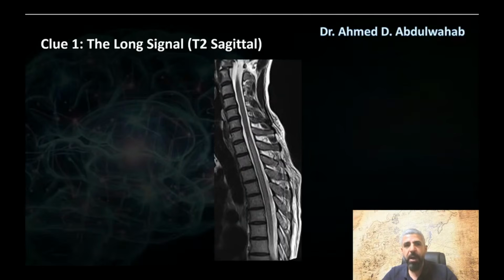The first clue is the long sagittal signal. Look at the thoracic cord. It's glowing white, but count the segments. There's 1, 2, 3, 4, 5, and 6, and probably even 7 segments. This is an emergency. These are all the clues you'll have: the history and the sagittal T2.